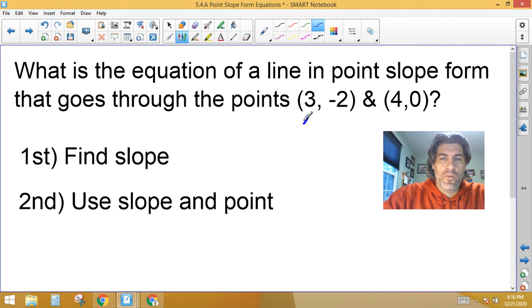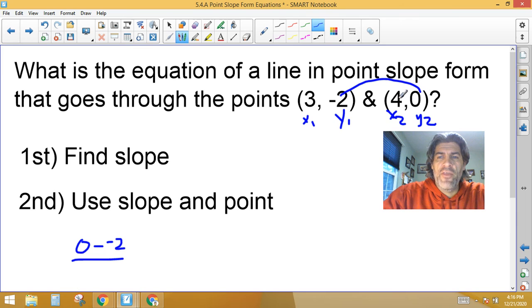All right. I'm going to call this x1 and y1. I'll call this x2 and y2. And I'm just going to do 0 minus negative 2. That's my change in my y's. And then I'm going to do 4 minus 3, and I'm going to get 2 over 1 for a slope of 2. So my m here is 2.